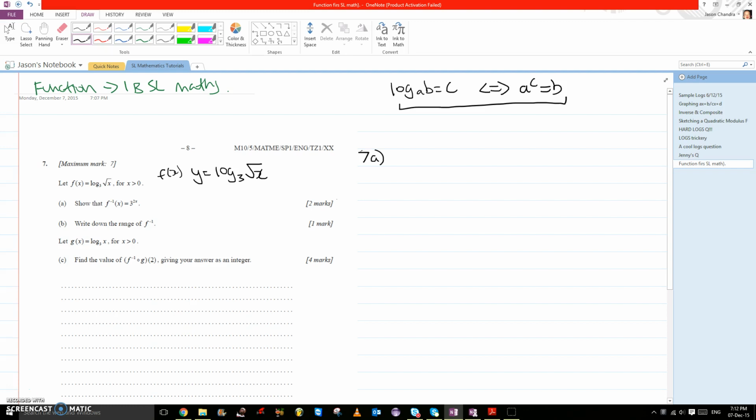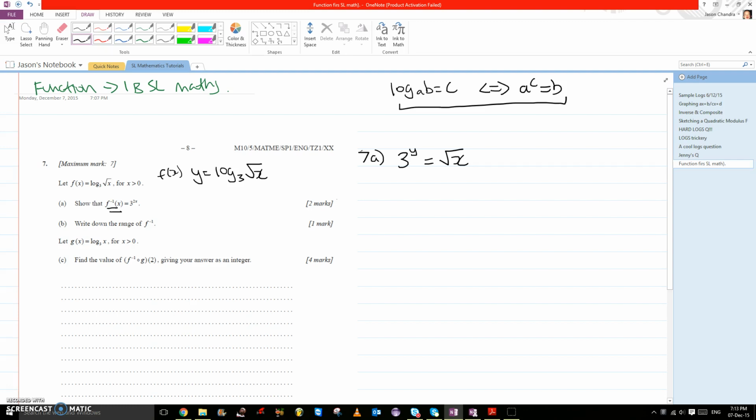for 7a, log_a b equals c, so we know that a is 3. So 3 to the power of y equals square root of x. So in this case, we have to make x the subject, because we must show that the inverse of f equals 3 to the power of 2x.